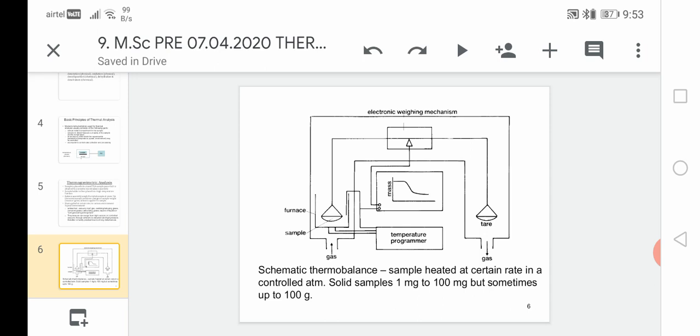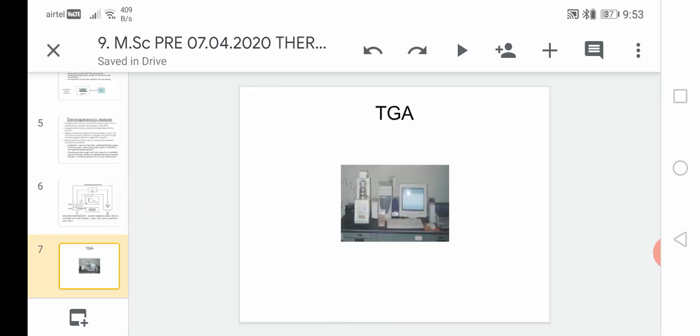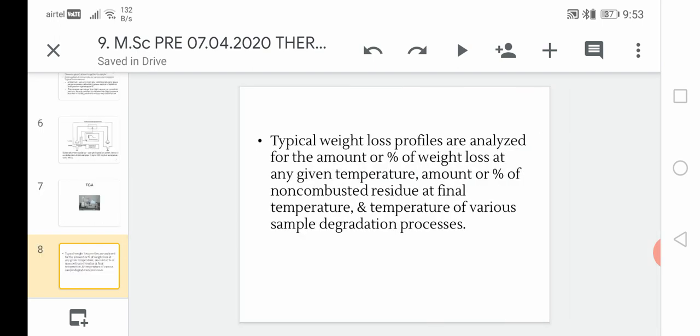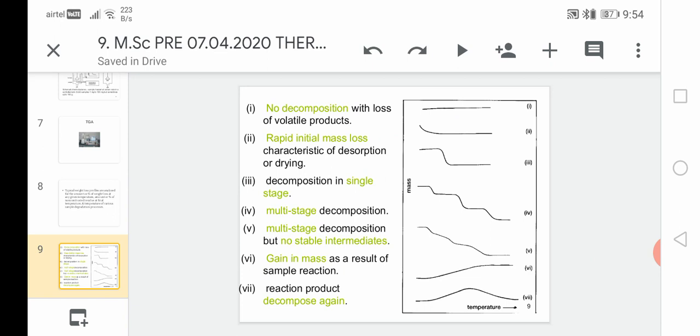This is the schematic representation of a thermobalance. This is the image of a TGA, that is, thermogravimetric analysis instrument. Typical weight loss profiles are analyzed for the amount or percentage of weight loss at any temperature, amount or percentage of non-combusted residual at final temperature, and temperature of various sample degradation processes. So these are the various types of graphs which we observe during the analysis of a sample by providing heat.